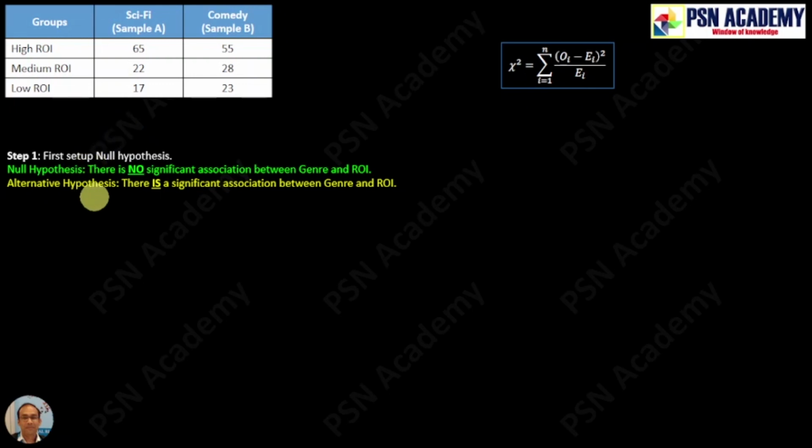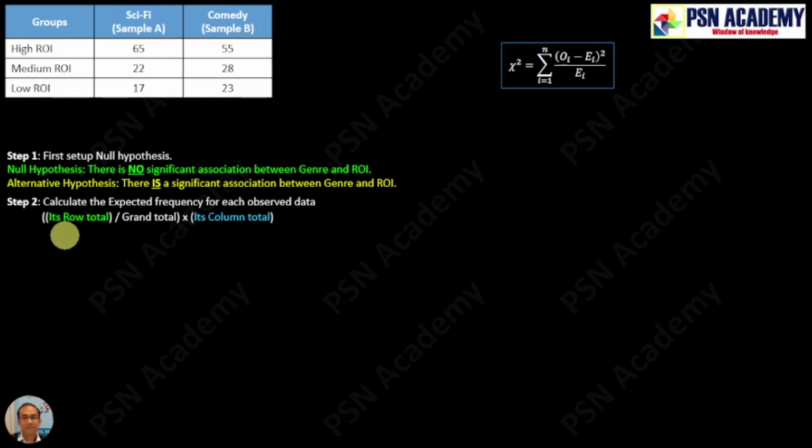And the alternative hypothesis is there is a significant association between genre and ROI, right? So, this is the first thing you have to do. The statistical question you have to mention first. Next, we go for step 2. In step 2, we are going to calculate the expected frequency for each observed data. See in the formula here, for each OI is already available from here. But in case of EI, you have to compute that. So, you have to compute the expected frequency for each observed data or observed frequency.